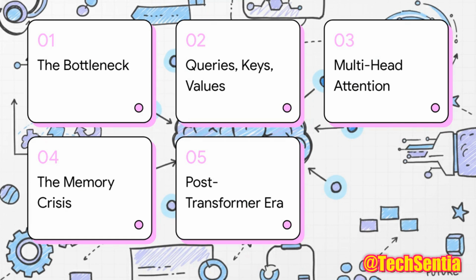To really wrap our heads around this, here's our roadmap. We'll start with the bottleneck problem of early AI, break down the core mechanics of queries, keys, and values, look at scaling up, tackle the massive memory crisis that attention accidentally created, and finally, scope out the post-transformer frontier.